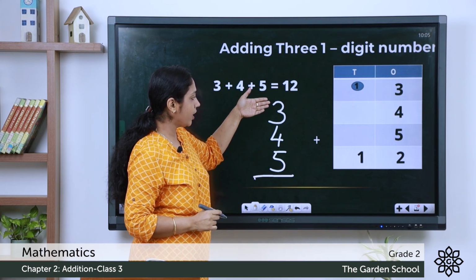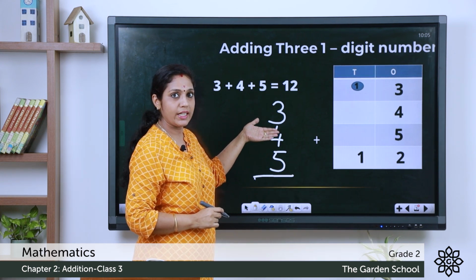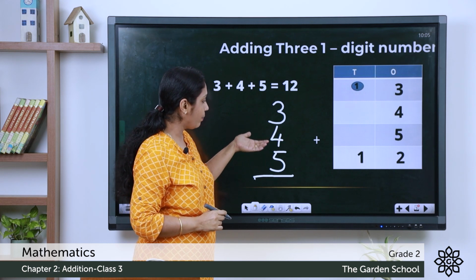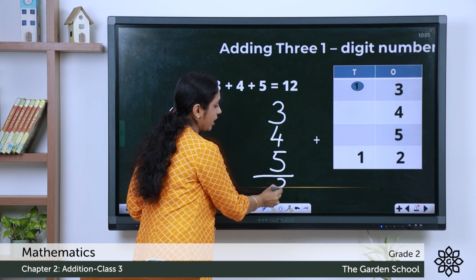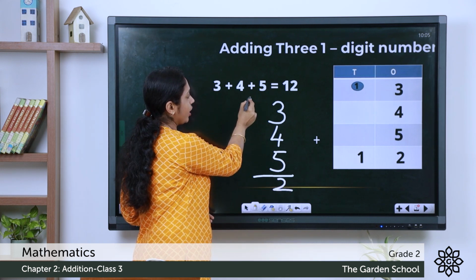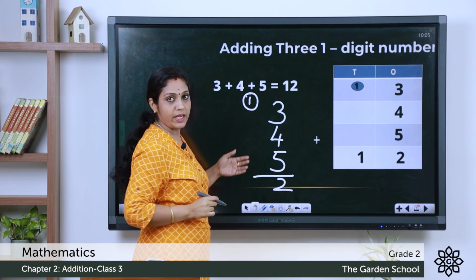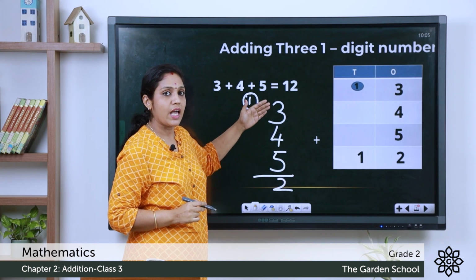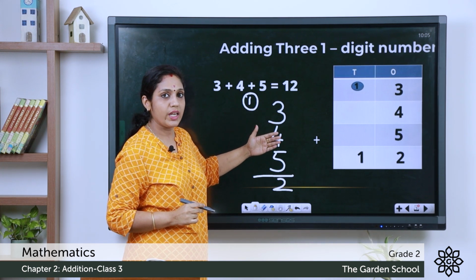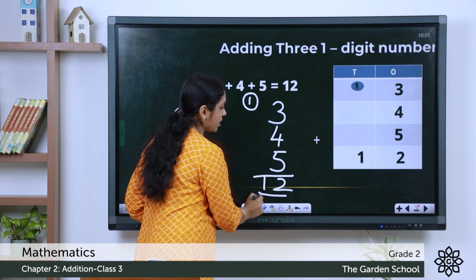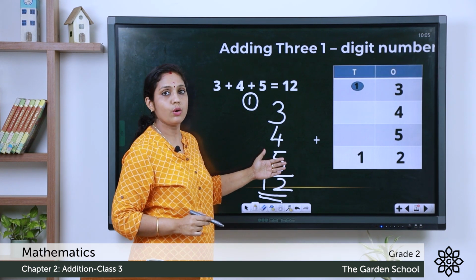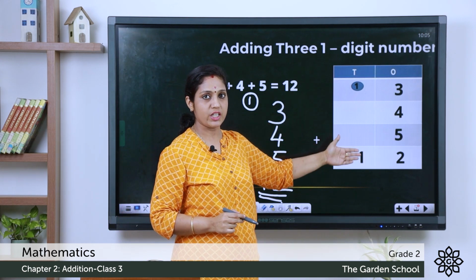First add 3 plus 4. We get the answer 7. 7 plus 5, 12. So we will write 2 in the ones place and we are going to carry over 1 to the tens place. And in the tens place, as there are no other numbers, we can write this number in the answer and we get the answer 12. So this is how we add 3 one-digit numbers.